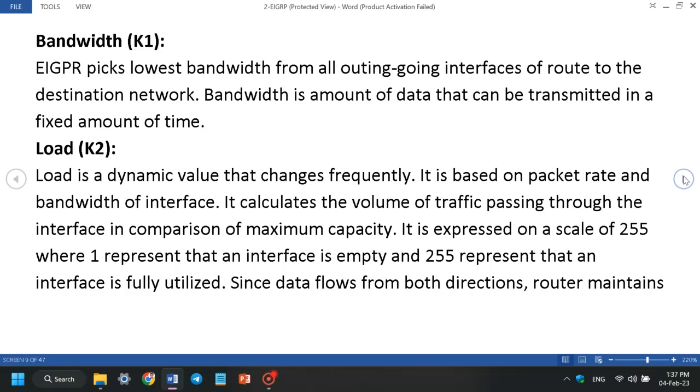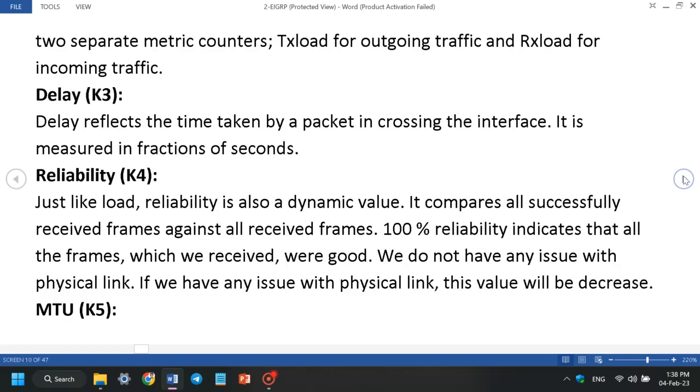Since data flows in both directions, the router maintains 2 separate metric counters: TX load for outgoing traffic and RX load for incoming traffic. Next is delay. Delay reflects the time taken by a packet in crossing the interface. It is measured in fractions of seconds.